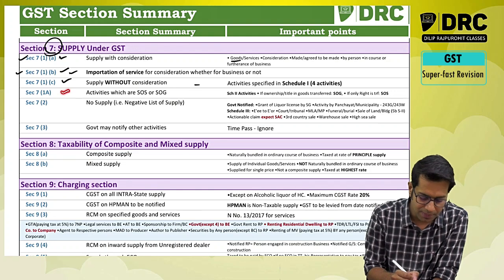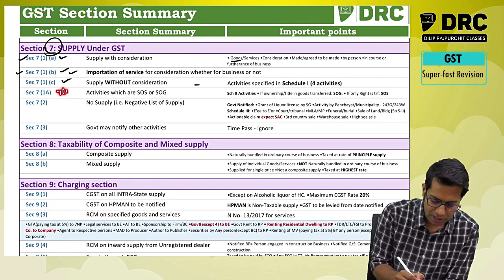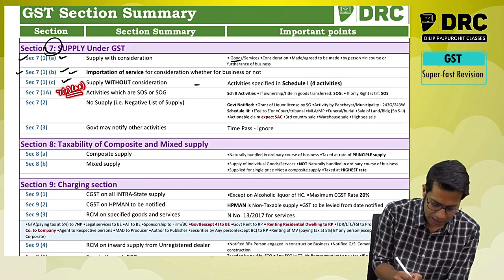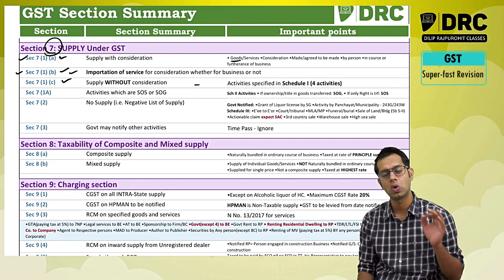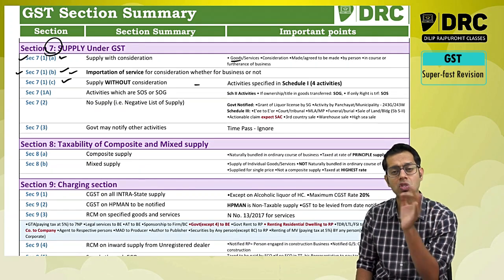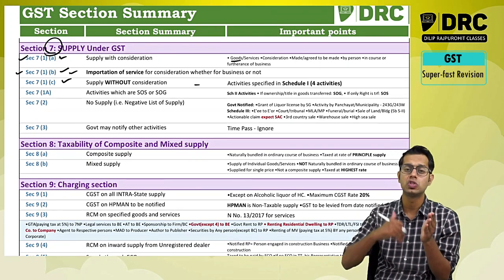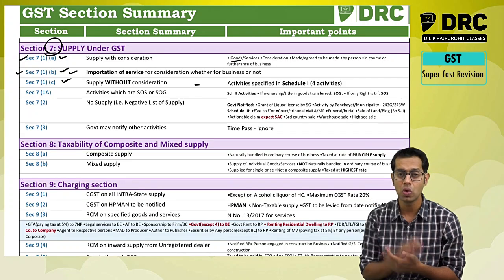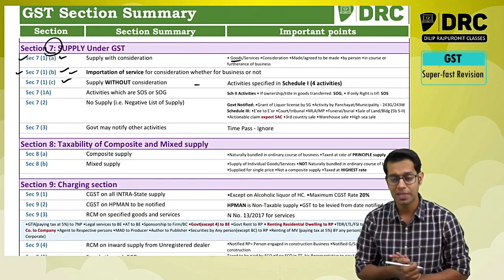Then section 7 subsection 1 clause AA. Now section 7 subsection 1 clause AA, a newly added point, says activities or transactions by a person other than an individual to its own members will be treated as supply if there is a consideration involved.